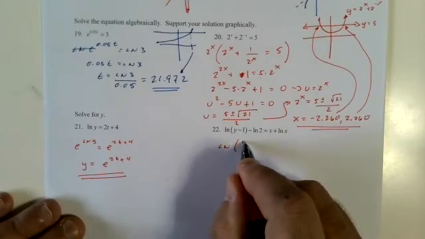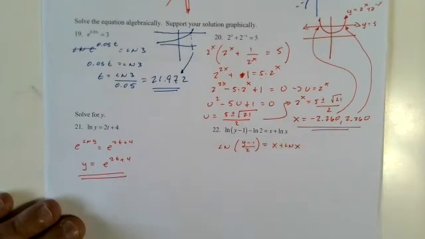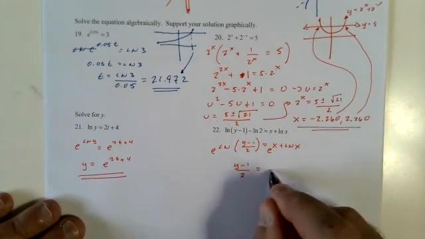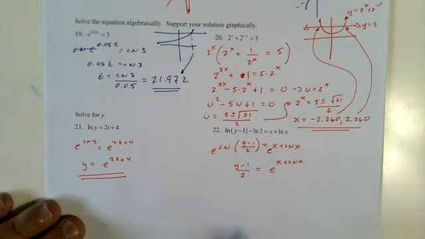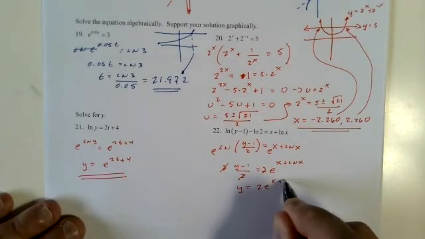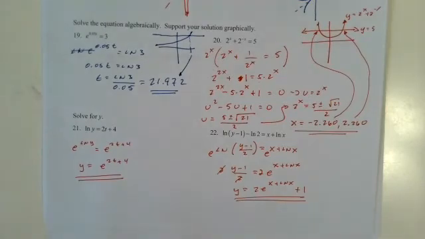Ln of y minus 1 over 2 equals x plus ln of x. Y minus 1 over 2 equals e to the x plus ln of x. So y equals 2e to the x plus ln of x plus 1. Yeah, we might run into that. I feel like I changed this for some reason. This is e to the x plus ln of x. I could do some damage up here, but I'm just going to leave that.